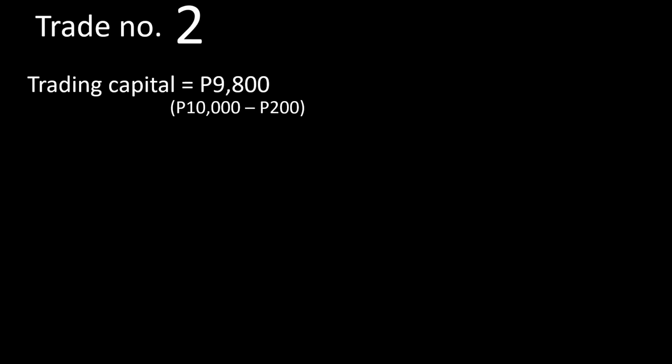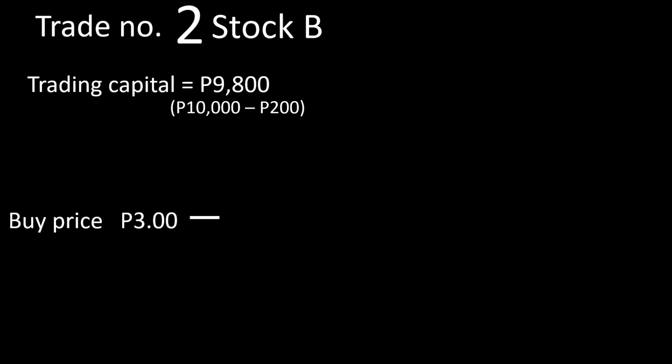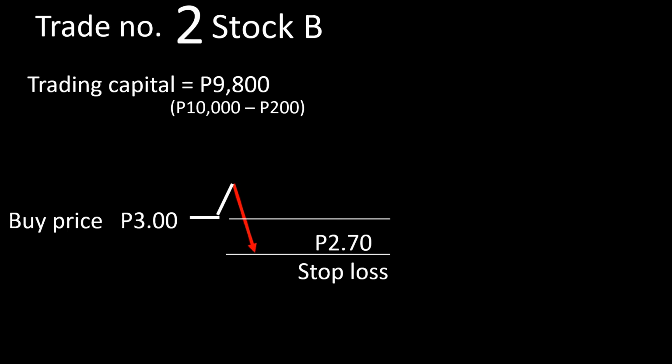Okay, now your trading capital is just 9,800 pesos. That's 10,000 pesos minus 200 peso loss from trade number 1. So you go stock hunting again. And after doing some analysis, some fundamental and some technical, you are ready to buy another stock, let's say stock B. Stock B is selling at 3 pesos per share and you set your stop loss at 2 pesos 70 centavos.